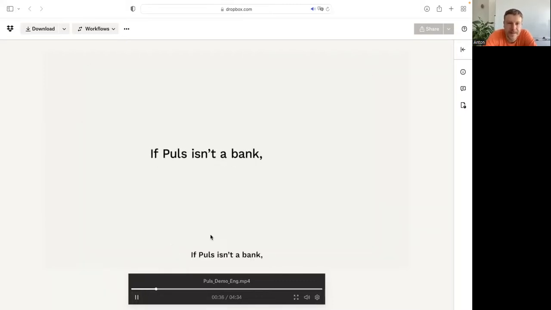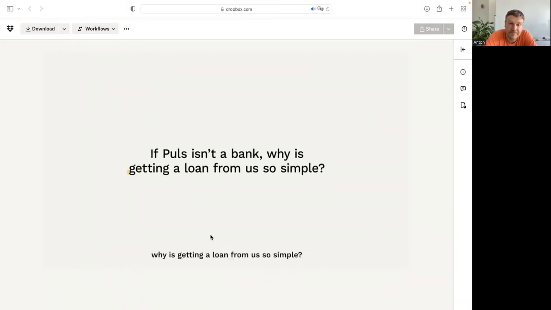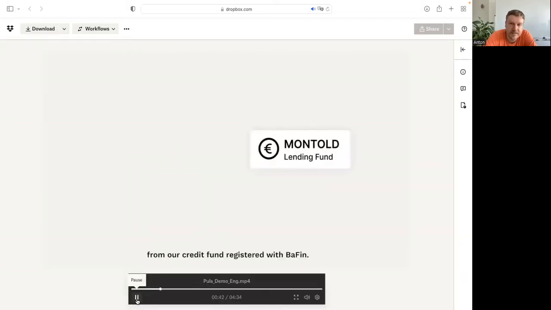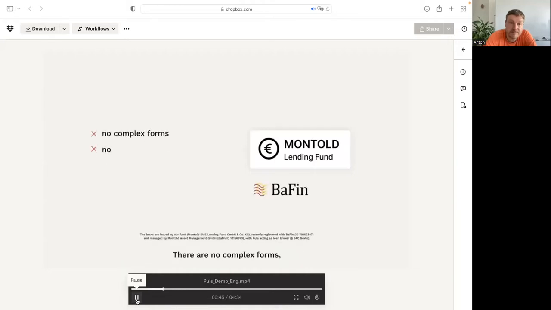Puls isn't a bank. Why is getting a loan from us so simple? Good question. It's because we issue loans from our credit fund registered with BaFin. There are no complex forms, banks, or other third parties involved.